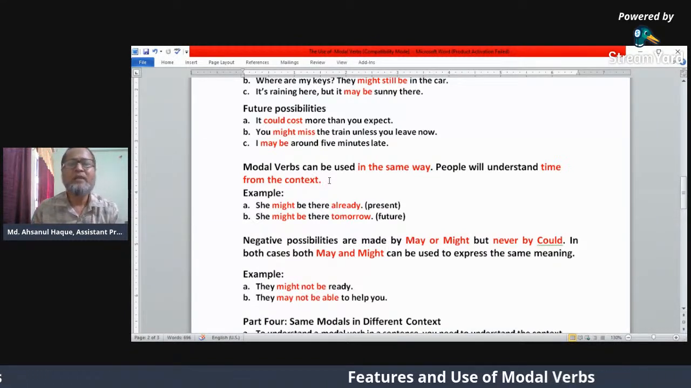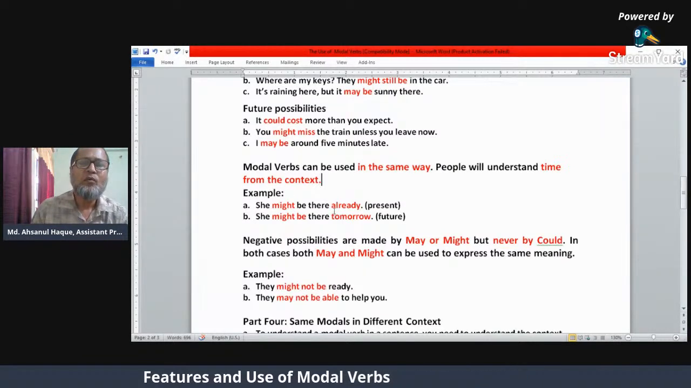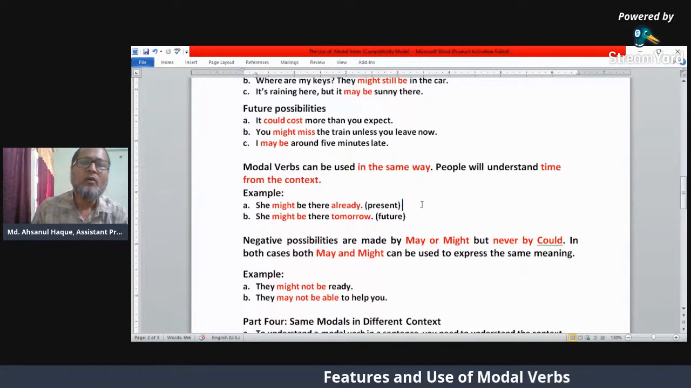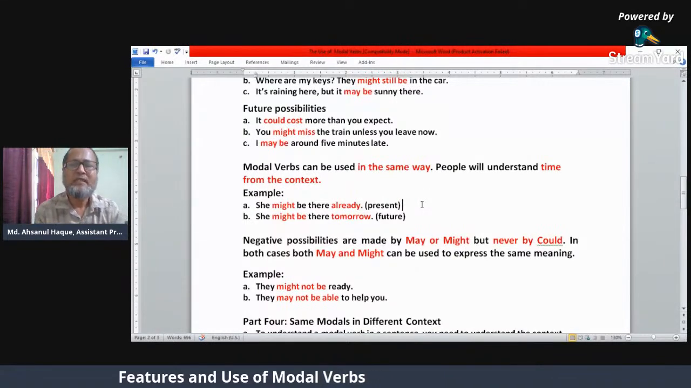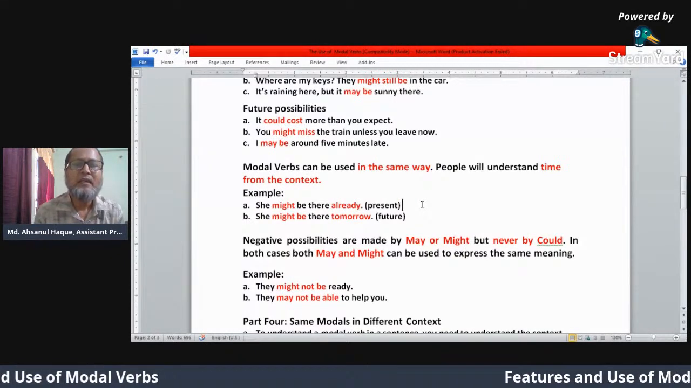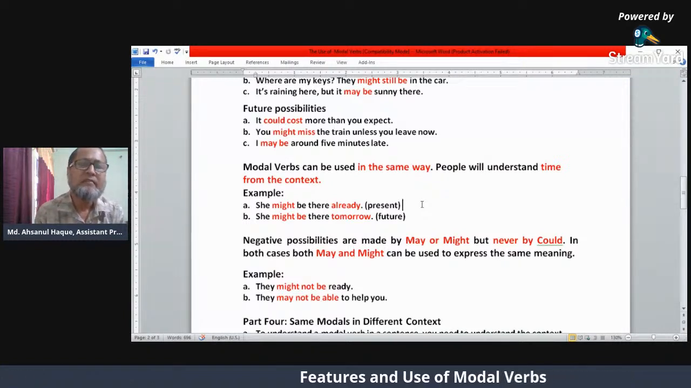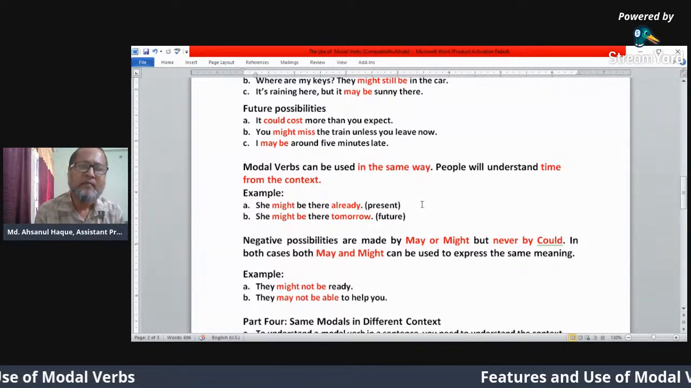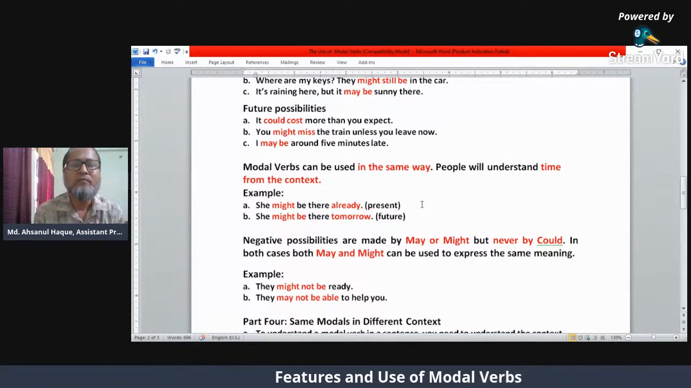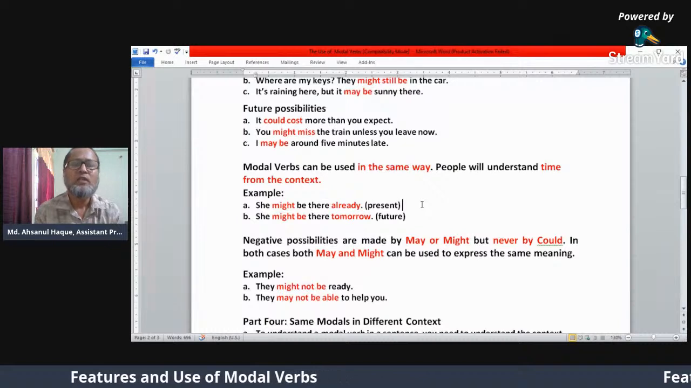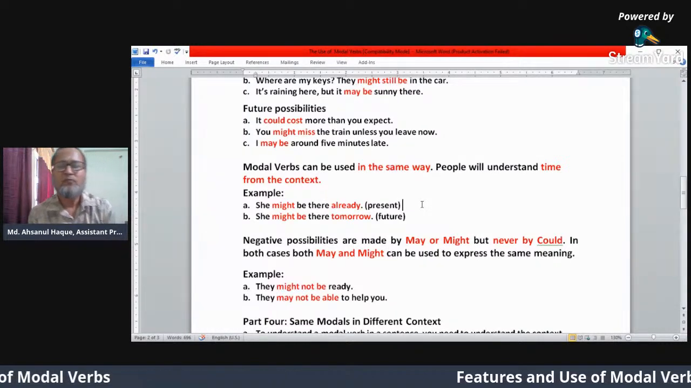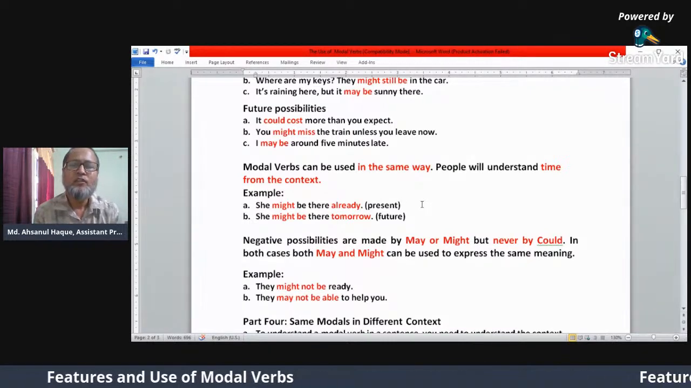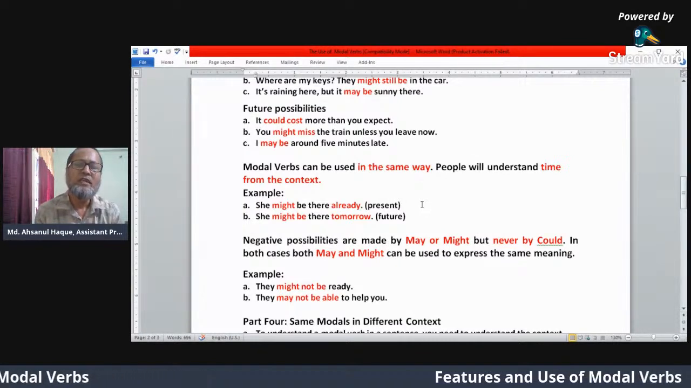You see here, examples. She might be there already. That means she has already gone there. It's a present situation. She might be there already. It's a present situation, but she might be there tomorrow. So you see, it's future. That means the modal verb is the same, but indicating different time. How? From the context. Because in the first sentence we have used already, and in the second sentence we have used tomorrow. Already indicates present, tomorrow indicates future. So the context tells us.